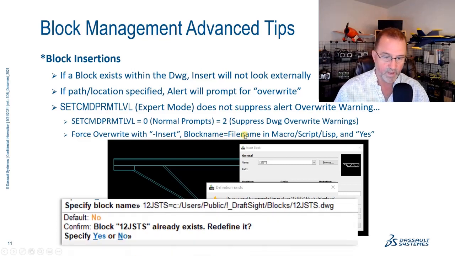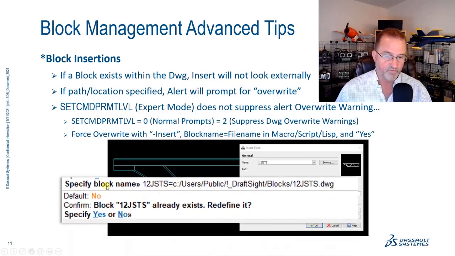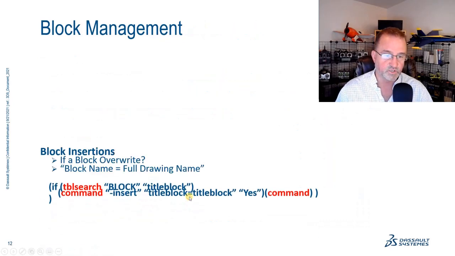In our Lisp routine or in a script file or in our macros, we have to use this block name equals file name. And what happens when we do that, in fact, if we type minus insert at the command line and we go in when it says block name, if we type, like in this case I have a joist, if I type in the joist equals the location of the joist as a DWG, it will prompt us: does it already exist? Do you want to read it? Already exists. Do you want to redefine it? Yes or no? So very important, because that does change our sequence of events.